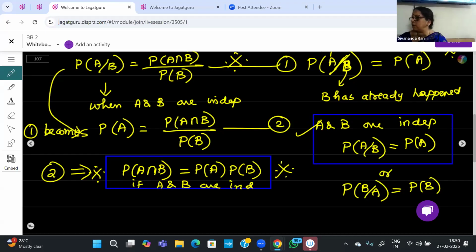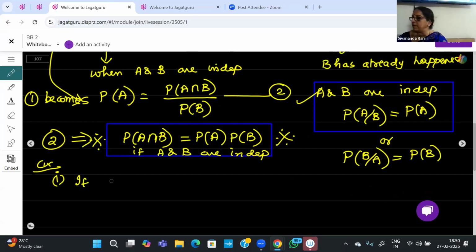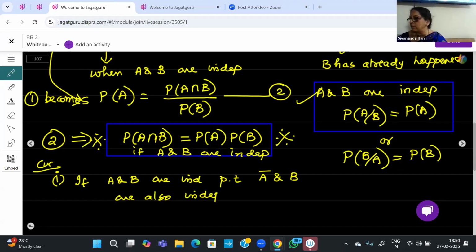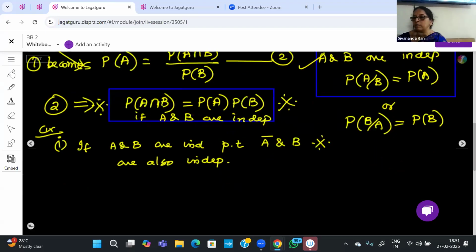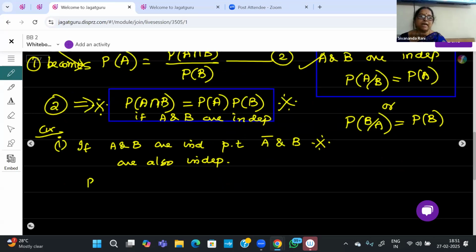But based on this, certain theory questions are possible, or corollaries of this. The first one is, if A and B are independent, they can ask you to prove that A bar and B are also independent. This is one more derivation which they can ask you. Mark this as important. It has come in the board exam also previously. So let us try this proof.